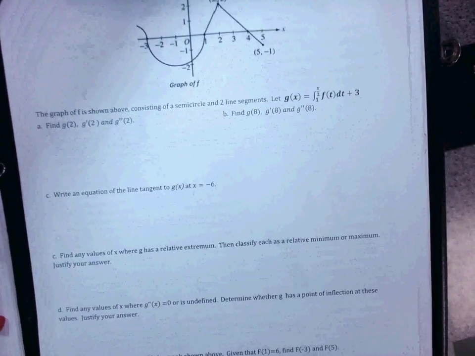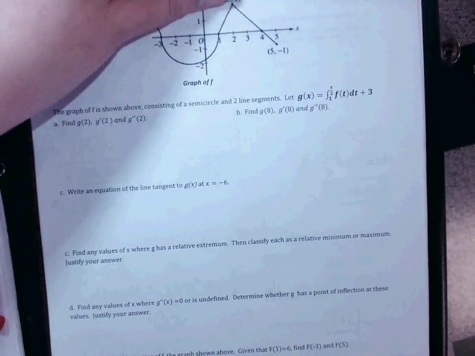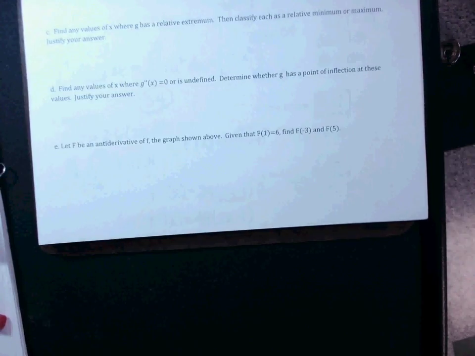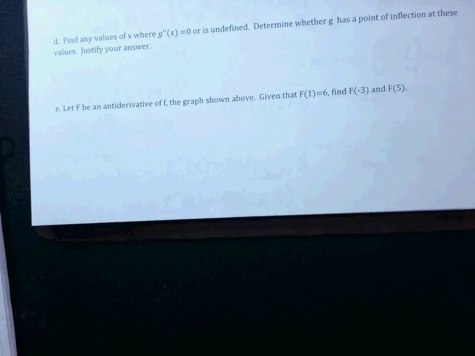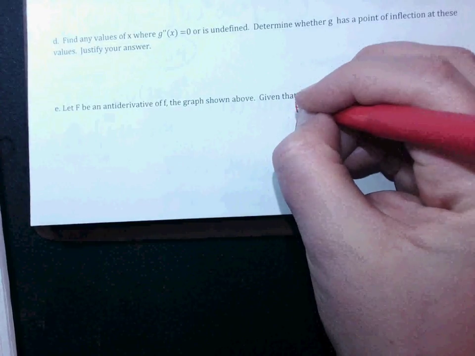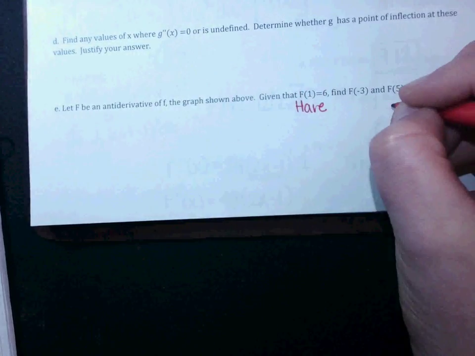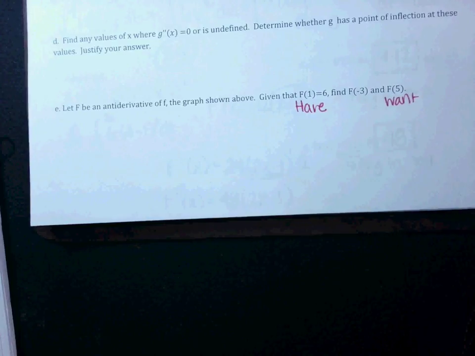And I want you to do part E first since we just did that. Okay, so you know f of 1 is 6. You want capital F of negative 3 and capital F of 5. So think about, where do we know? What do we already have? F of 1, this is our half. I'm going to do the want at F of 5 first because it'll be easier.